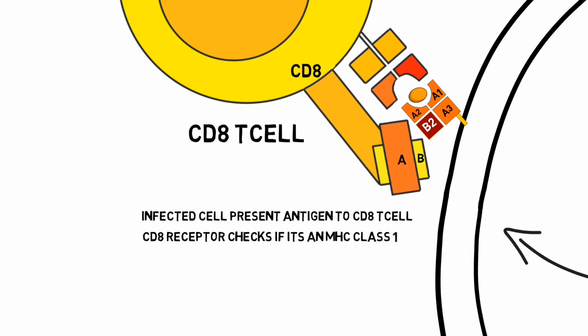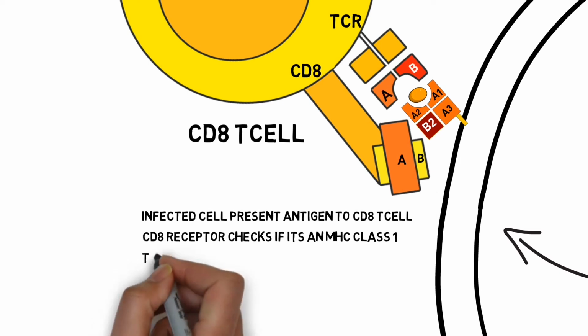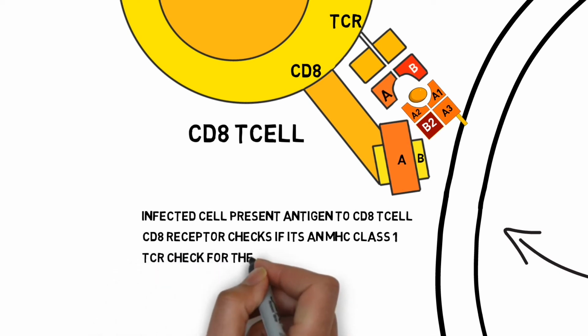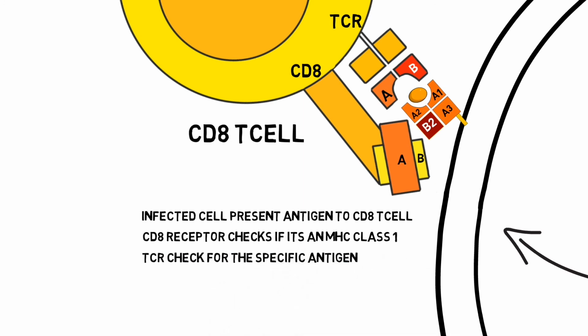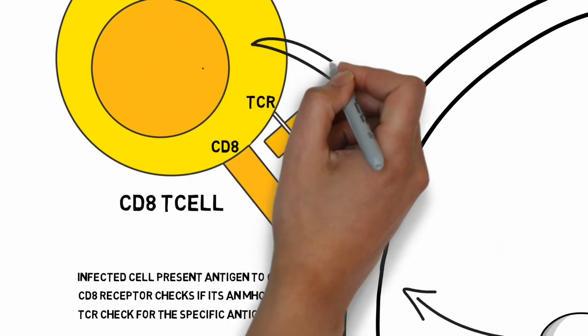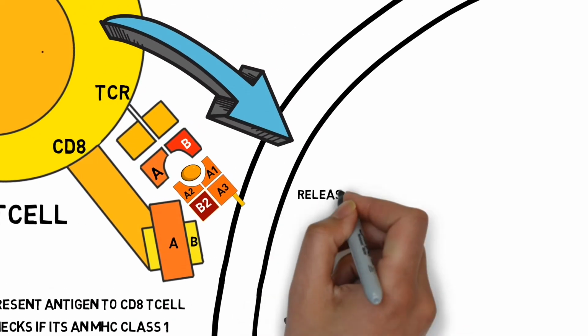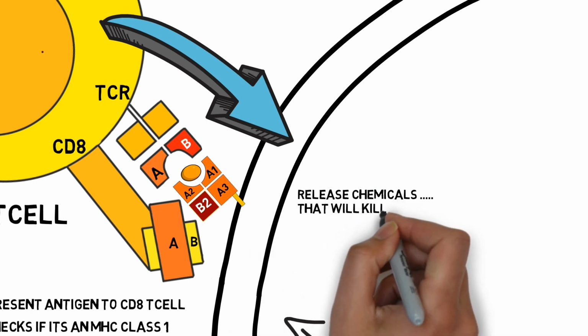The CD8 T-cell has another receptor called TCR, or T-cell receptor. It checks the antigen because the T-cell receptor only fits a specific antigen. Now, if both are okay, if the CD8 receptor recognizes it as an MHC class 1 and the TCR fits to this specific antigen presented, the cytotoxic T-cell then produces chemicals, cytokines, and they will kill this cell.